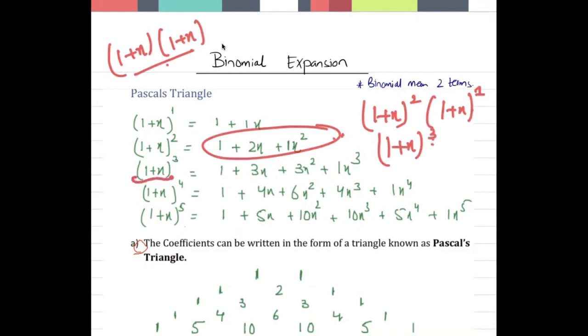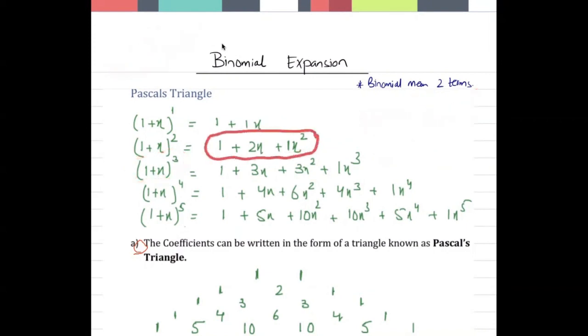So if I want to evaluate (1 plus x) cubed, or I want the expansion of (1 plus x) cubed, what I'll do is multiply the expansion of 1 plus 2x plus x squared with 1 plus x again. So I'm going to get, after multiplying, this as my final answer. And if I want (1 plus x) to the power of 4, I will simply take the expansion of (1 plus x) cubed, which is this, and multiply this with 1 plus x again, and I'm going to get this result.